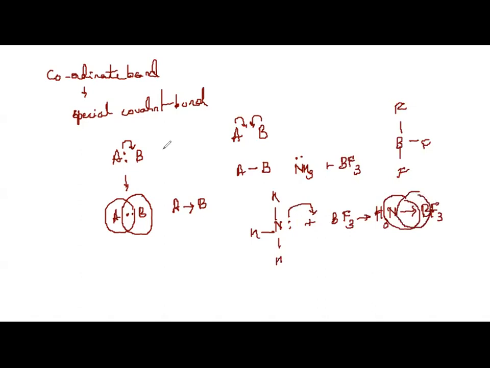And such a bond is called what? It is called a coordinate bond. So the atom which is contributing the electron pair is called the donor atom. The one which is sharing the electron pair is called the acceptor. So the donor is called the Lewis base.